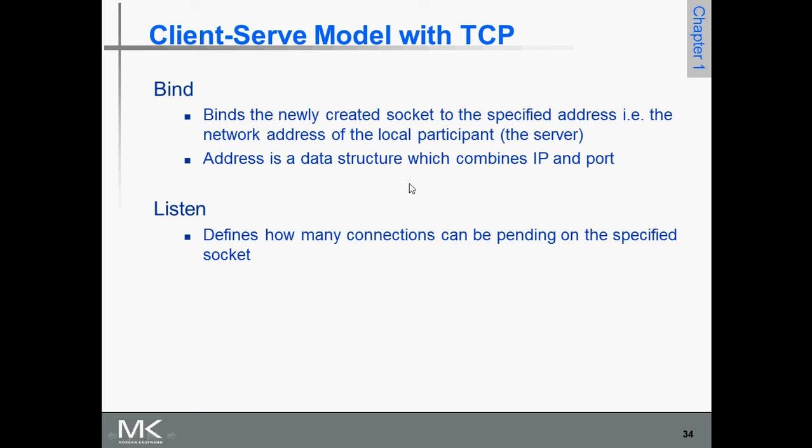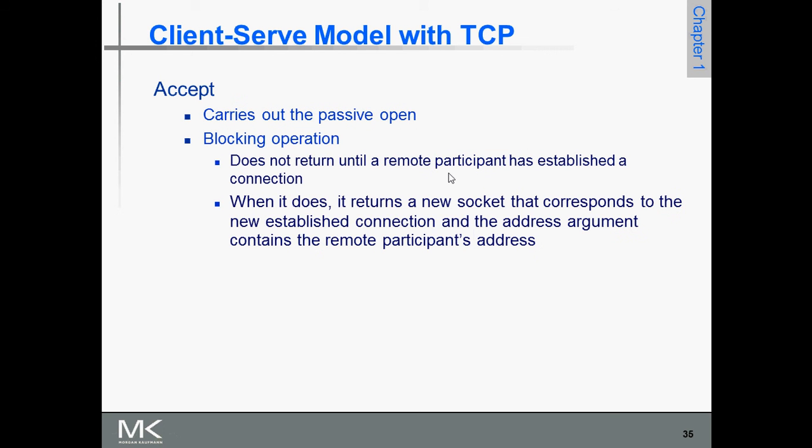The bind is mainly used to specify some address, in this case the network address of the local participant, that is the server address. And here we have listen, which defines how many connections can be pending on the specified socket. Then we have accept, which carries out the passive open in the server.